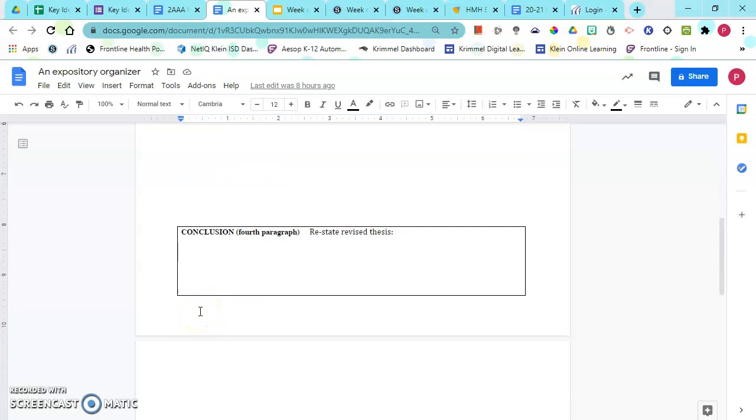Then you go to the conclusion. The conclusion begins by restating your thesis. You need to change the vocabulary of your thesis, change the structure of the sentence that is your thesis, and then close out your essay with some additional thoughts to sum up what you have written about in your paper.